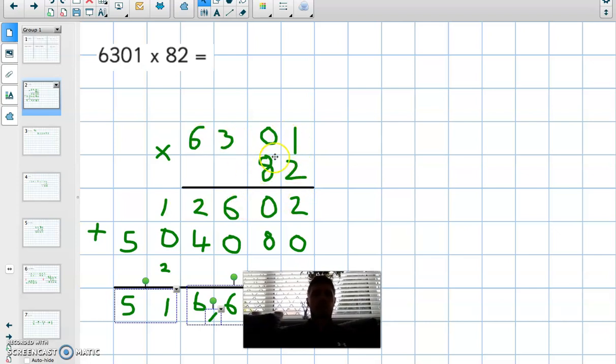And then I'm going to multiply it by 80. So I'm going to drop my 0 down, then do 8 multiplied by 1, which is 8. 8 multiplied by 0, which is 0. 8 multiplied by 3, which is 24. And then 8 multiplied by 6, which is 48, and then plus the 2, which is 50.